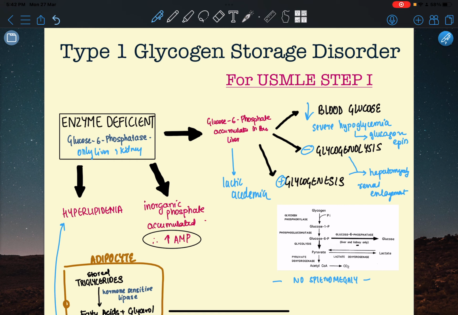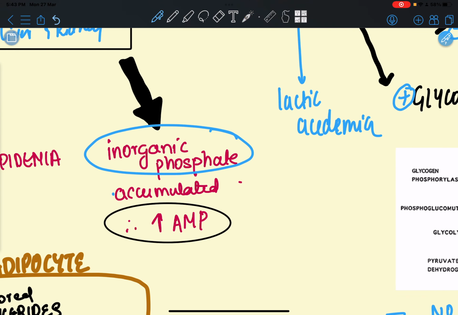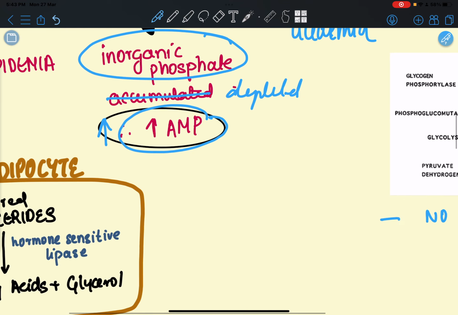Last thing I'd like to talk about is glucose 6-phosphate is not getting converted to glucose. So inorganic phosphate is also getting basically depleted, not accumulated. That would be definitely wrong. Depleted, or basically it's not available for AMP to get converted to ATP or to do anything basically. So levels of AMP increase more than the normal amount should be, because inorganic phosphate is being used up with glucose 6-phosphate. So this AMP is a nucleotide.